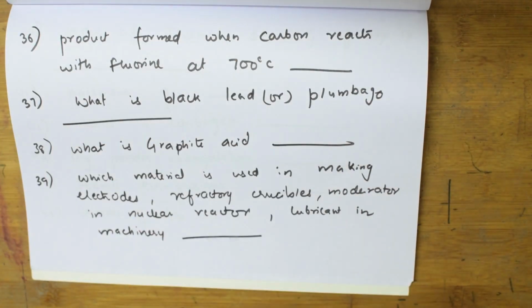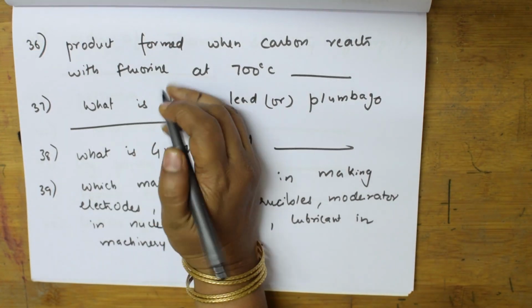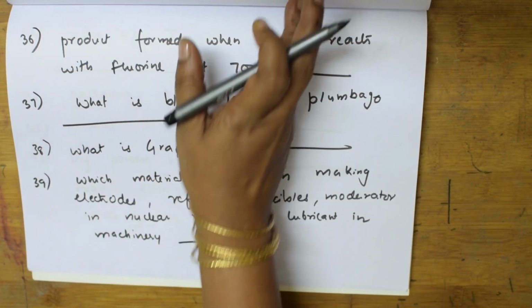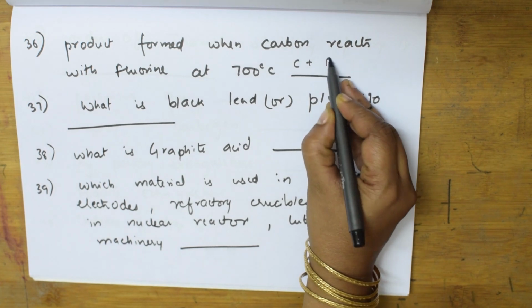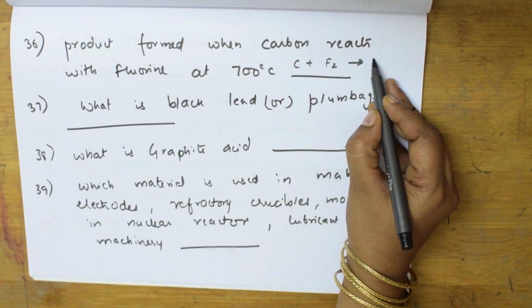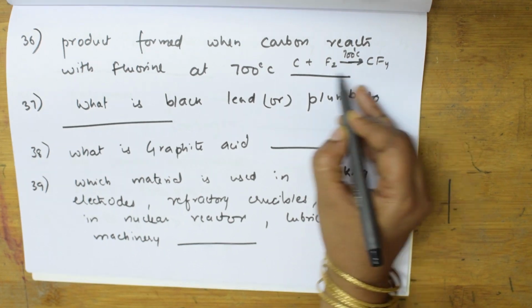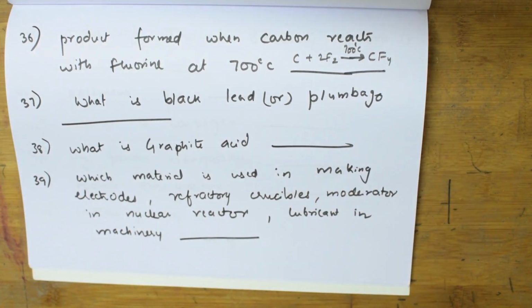36th question. What do they give me? Product formed when carbon reacts with fluorine at 700 degrees. So carbon is reacting with fluorine. It's going to form a compound called CF4, at 700 degrees centigrade. CF4. Let us balance it. So this is a reaction.